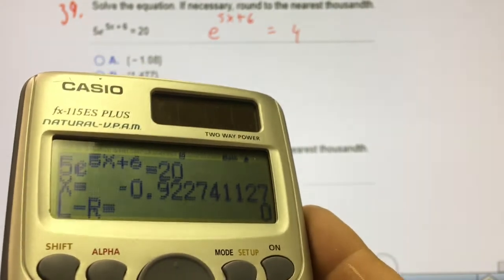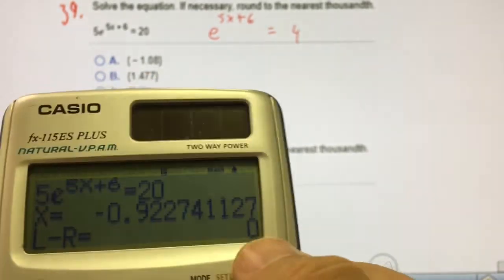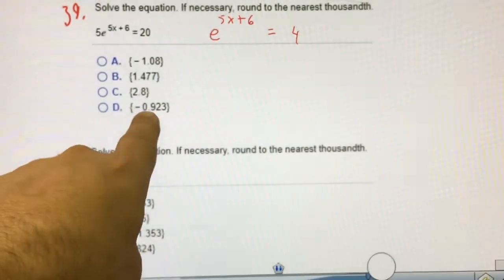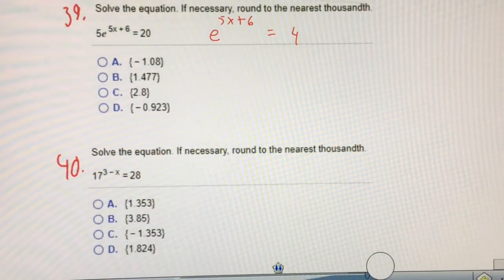It says that was a wrong guess, but my actual answer, and your only answer, is correct when that's a 0 on the left, right, and it has x equals up there, and you can see it squeezed out this correct answer right here of 0.923. It's a pretty good calculator.